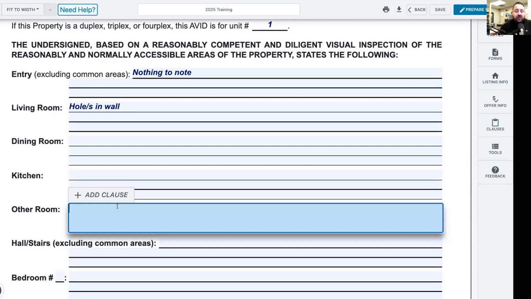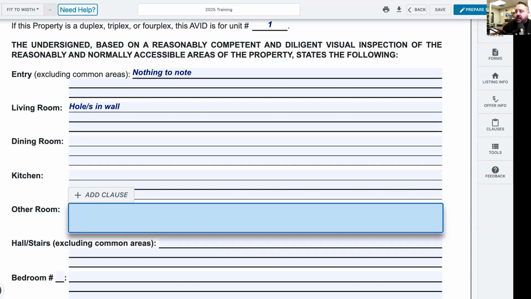Now, in the visual inspection, not my job. But on the MLS, if the seller says to me, hey, that room is not permitted, then yeah, I'm going to put on the MLS, seller states that third bedroom is not permitted. But I'm not putting it in my disclosure here. I'm going to make sure the seller puts it in their disclosure in the TDS and the SPQ.